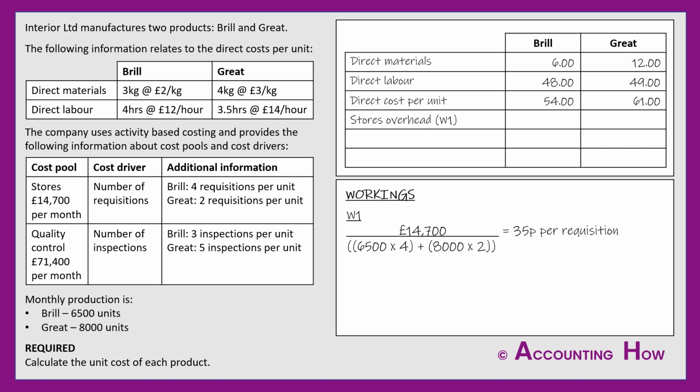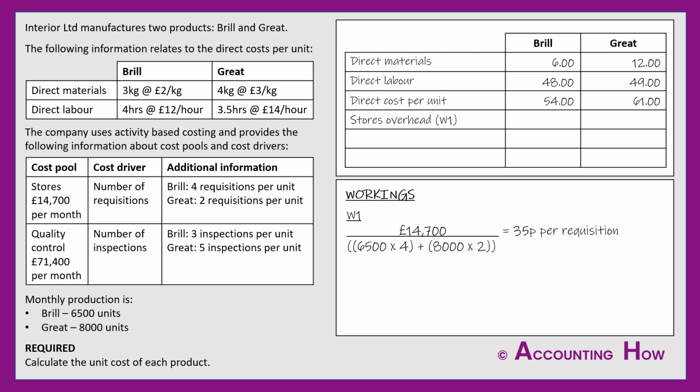So to make all of the brills, it will be 6,500 units times 4 requisitions per unit. That's how many requisitions will be needed in total for all of the brills. And then I've done the same thing for the grates. They're planning on making 8,000 grates, and they need 2 requisitions per unit, so that'll be a total of 8,000 times 2. So that grand total underneath on my formula is the total number of requisitions that will be needed to make all of the products.